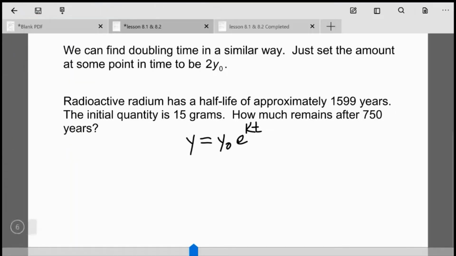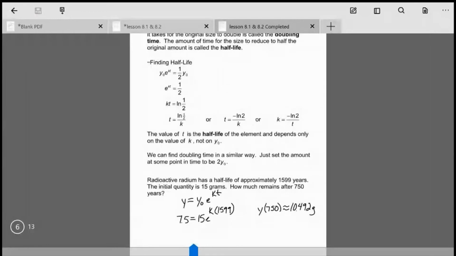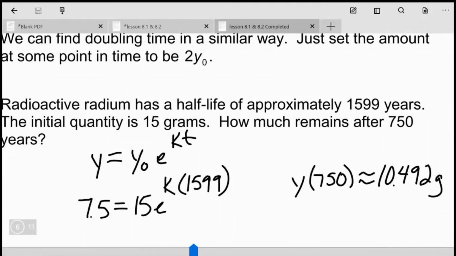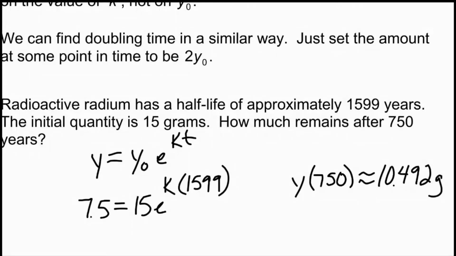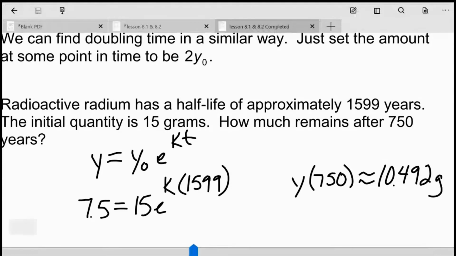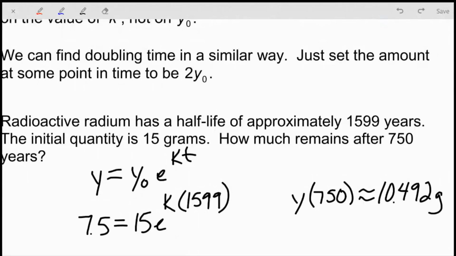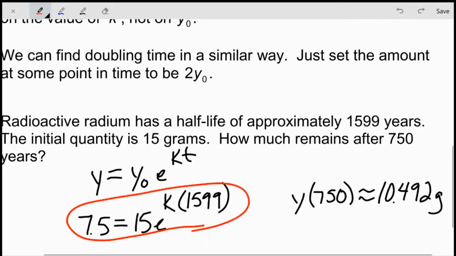So I'm just going to show you my worked out solution here. And my worked out solution would essentially work like this. Here's my general solution. y is y naught e to the kt power. I know my initial amount was 15. I know my half-life was 1,599. So you can see on this first step, what I did here is I said, oh, from this, plugging in the values that I know, now I can solve for the k value.